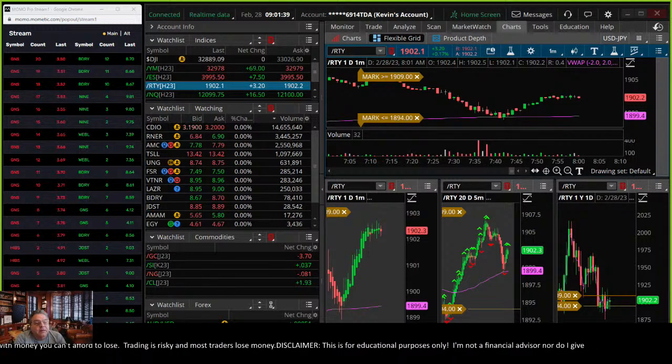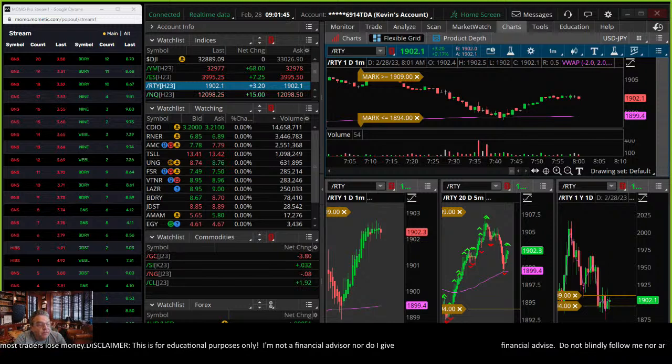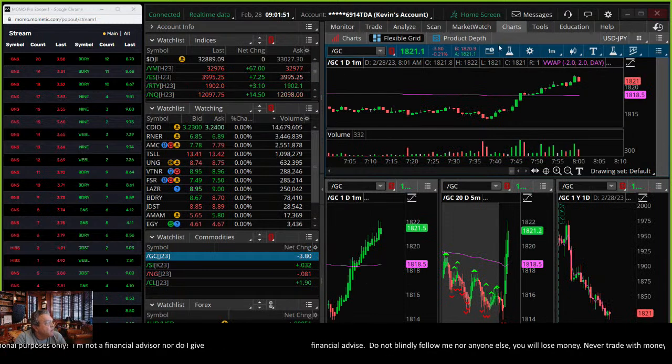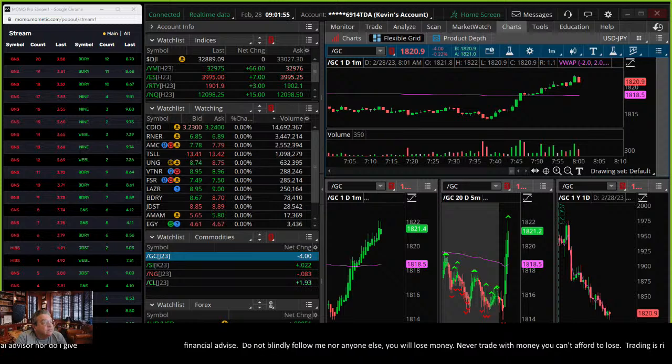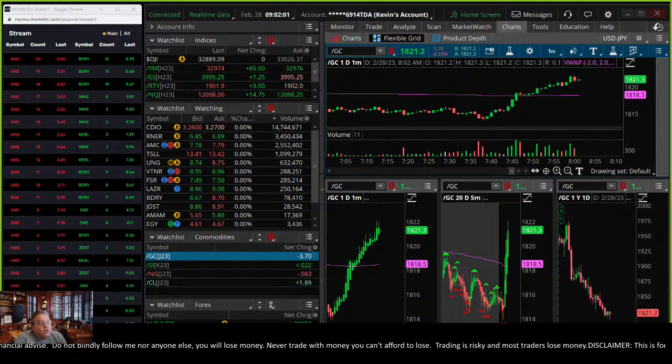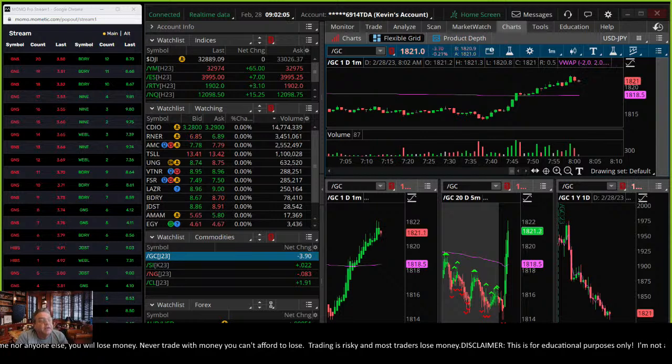The gold we had coming in, we had bought at 1819, got out at 21. So we are done with the gold. Gold had a nice little move to the upside. Okay, long RTY, nothing going on yet on the mini Nasdaq.